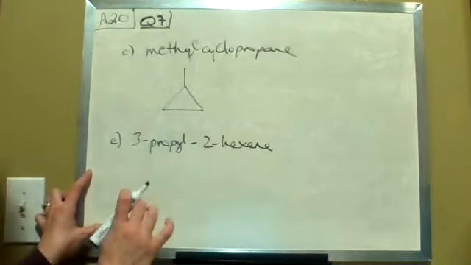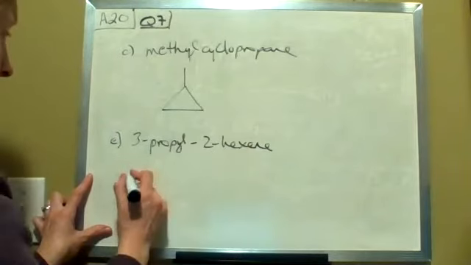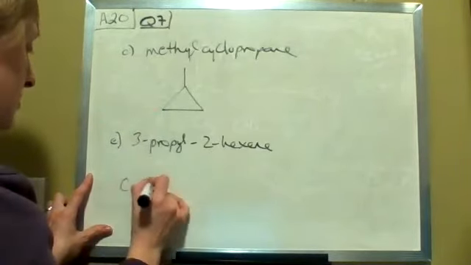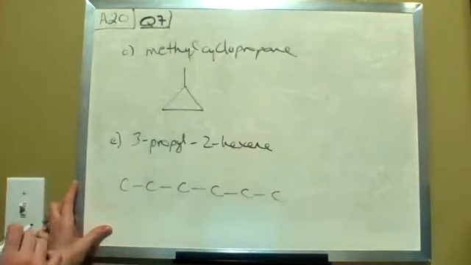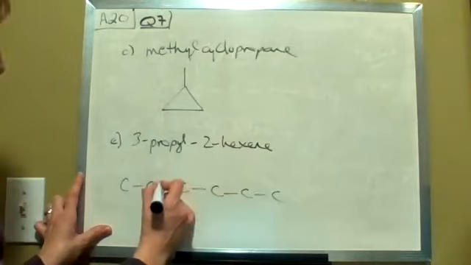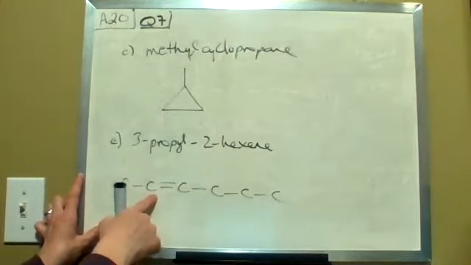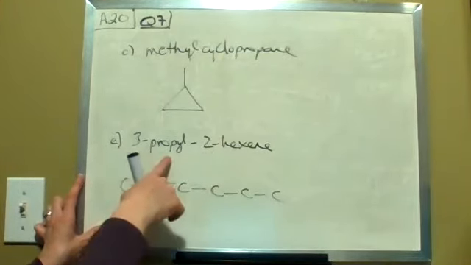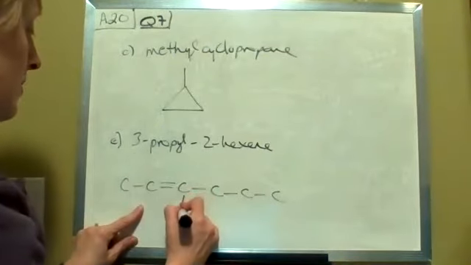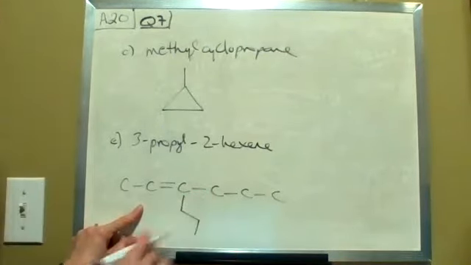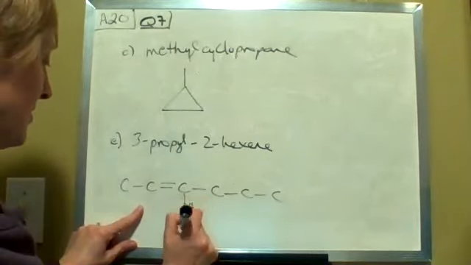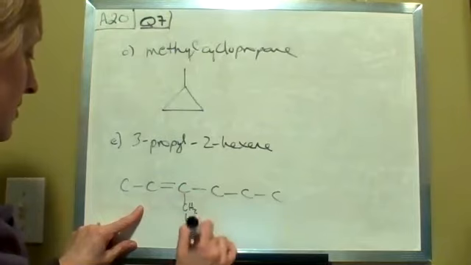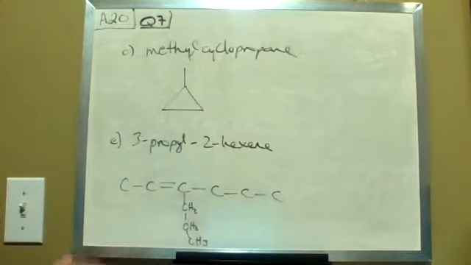So I'm going to draw it out both ways just because it's hard to see right away. I'm doing this stick one. So 1, 2, 3, 4, 5, 6. I know there's a double bond at carbon 2. And I know at carbon 3, there's a propyl group: 1, 2, 3. Actually, I should probably write it out since I'm doing it. So there's a CH2, CH2, CH3. And now you would go and fill the rest of this in.